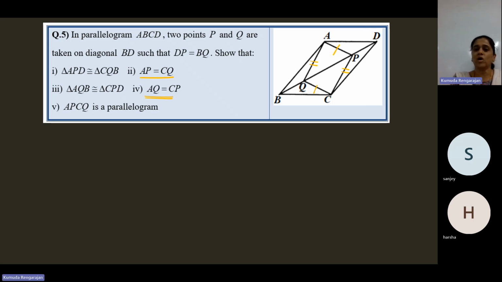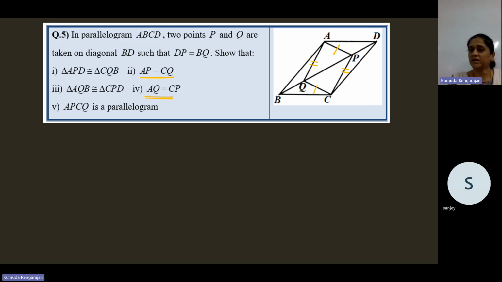So in a quadrilateral, when opposite sides are equal, it's a parallelogram. You'll have to remember the properties of the parallelogram. In a quadrilateral, if opposite angles are equal, parallelogram; opposite sides parallel, parallelogram. If one pair of opposite sides are parallel and equal, parallelogram. All that is listed in the notes I've shared with you, properties.